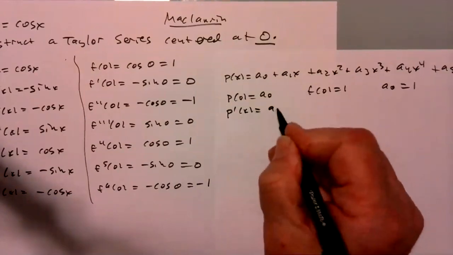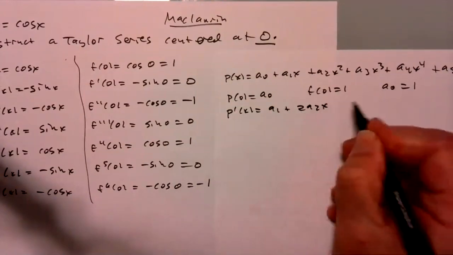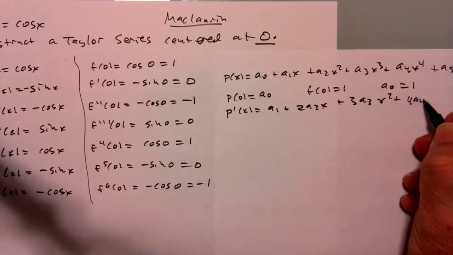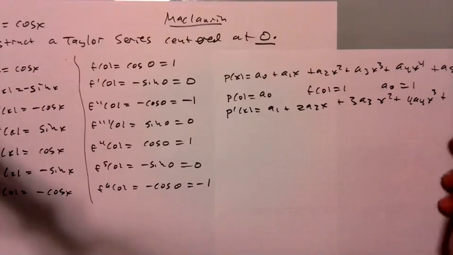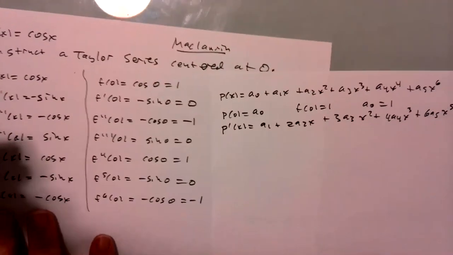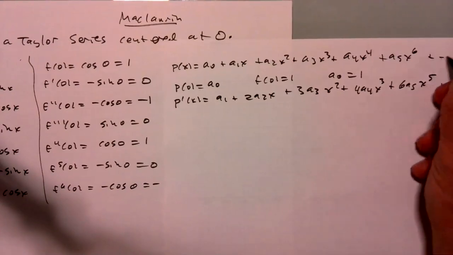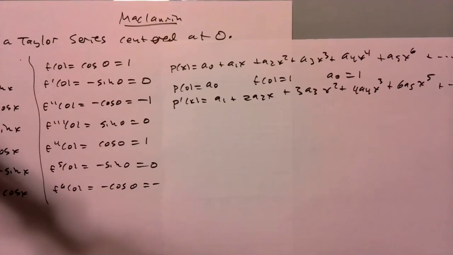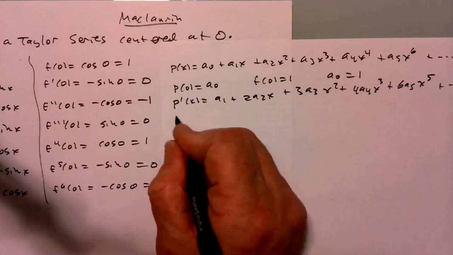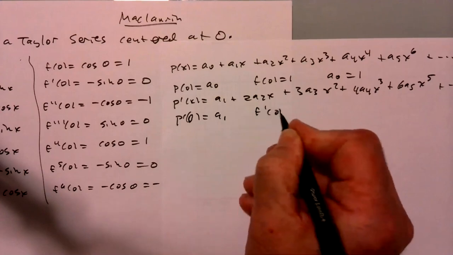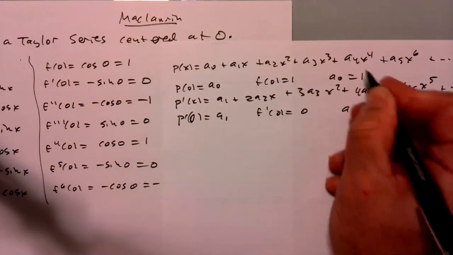P prime of x is a1 plus 2a2x plus 3a3x squared plus 4a4x cubed plus 6a5x to the fifth plus dot, dot, dot. So if that's the case, then where are we? P prime of zero is a1. F prime of zero was zero, so a1 is zero.